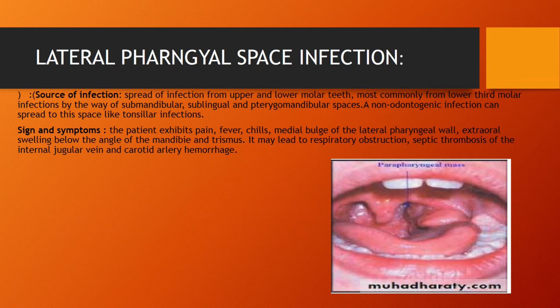The source is upper and lower molar teeth, most commonly the lower third molar, with infection by way of submandibular, sublingual, and pterygomandibular spaces. A non-odontogenic infection like tonsillar infection can spread to this space. Signs and symptoms: the patient exhibits pain, fever, chills, medial bulge of the lateral pharyngeal wall, extraoral swelling below the angle of the mandible, and trismus. It may lead to respiratory obstruction, septic thrombosis of the internal jugular vein, and carotid artery hemorrhage.